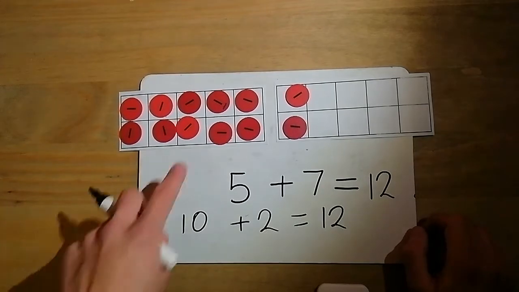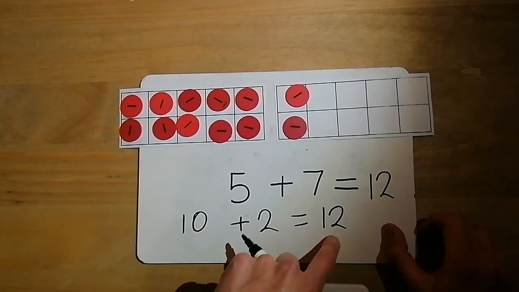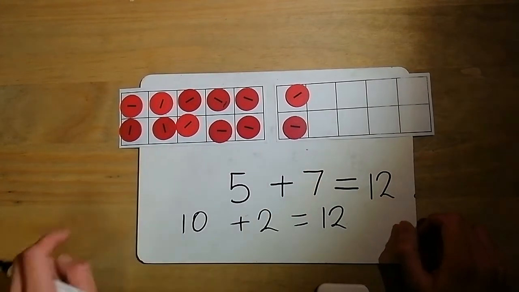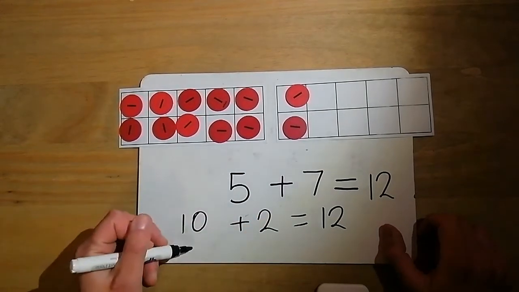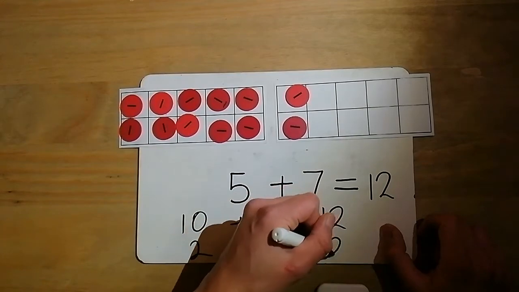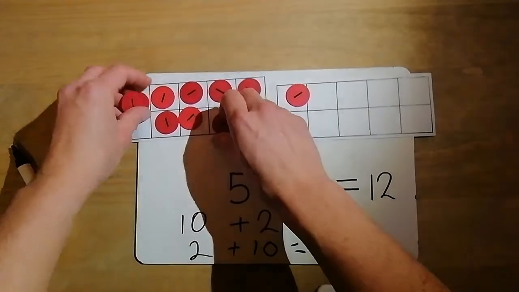And the point we're trying to get across here is 10 add 2 is way easier to work out than 5 add 7. Conversely, we know that if we have 10 add 2, then 2 add 10 is the same over here. Let's do another example so I can demonstrate.